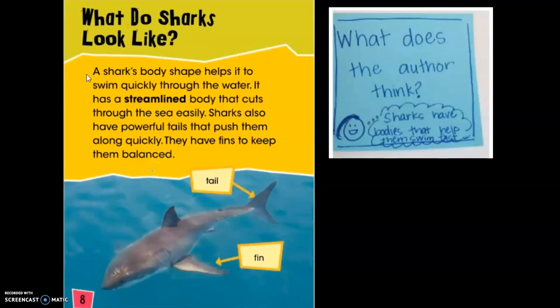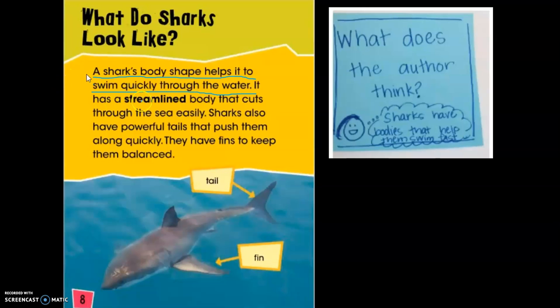So our first step is to find what the author thinks. A thinking is just something that they say about sharks. What is something that he just says about sharks? In the first sentence, he says, a shark's body shape helps it to do what? Swim quickly through the water. He's just saying that. Now, is there a fact to prove that a shark's body helps them swim quickly through the water? Let's keep reading. Let's see if we can find this fact.